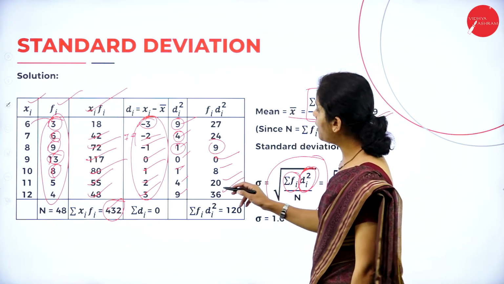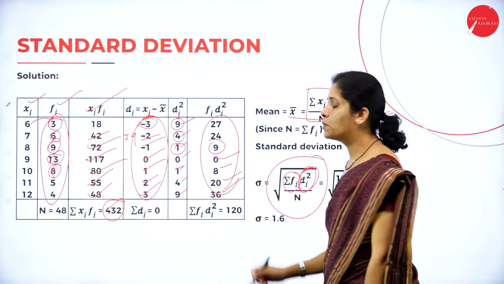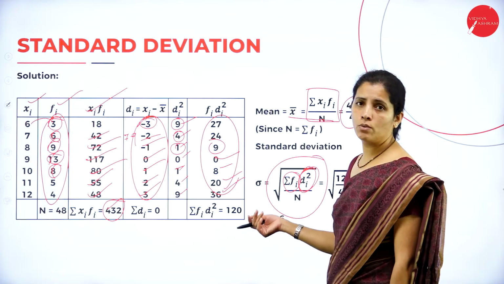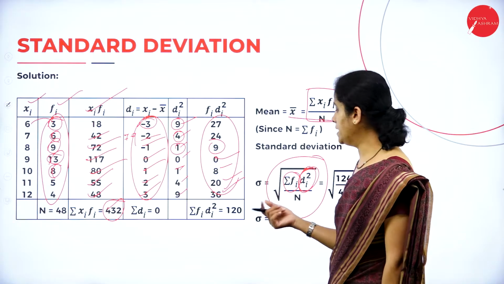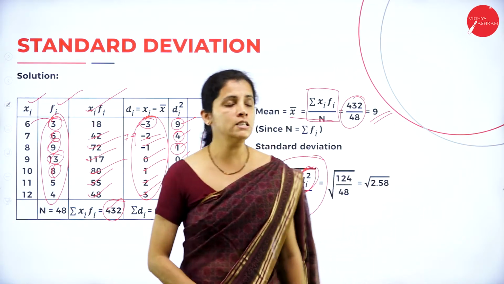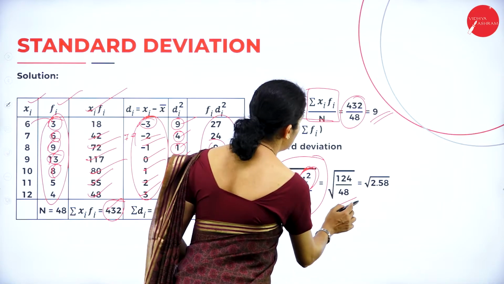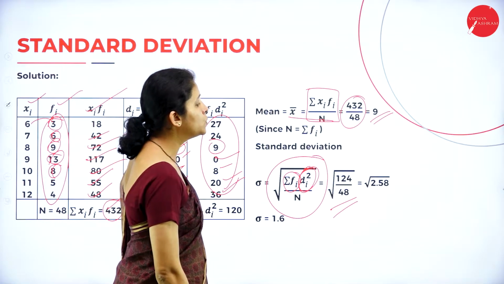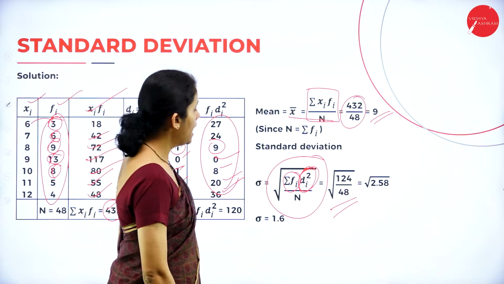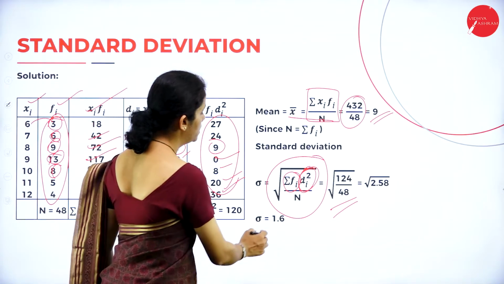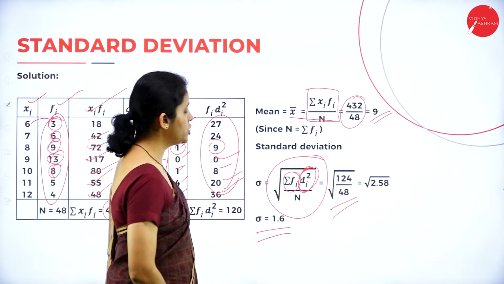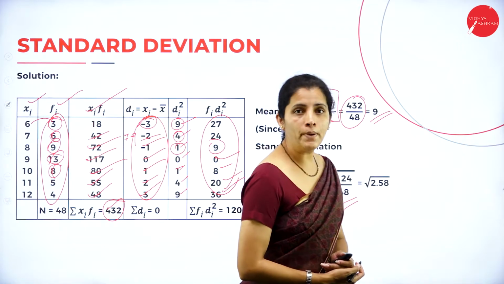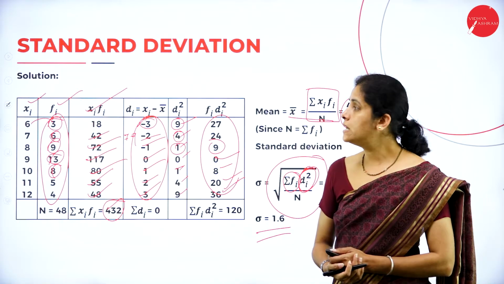And when I add all the values, I'm going to get summation of Fi di square equal to 120. And when I substitute this in the formula, I'm going to get the answer square root of 2.58. And when I take this square root, I'm going to get the standard deviation, that is nothing but 1.6. So this is the simple example for mean method.